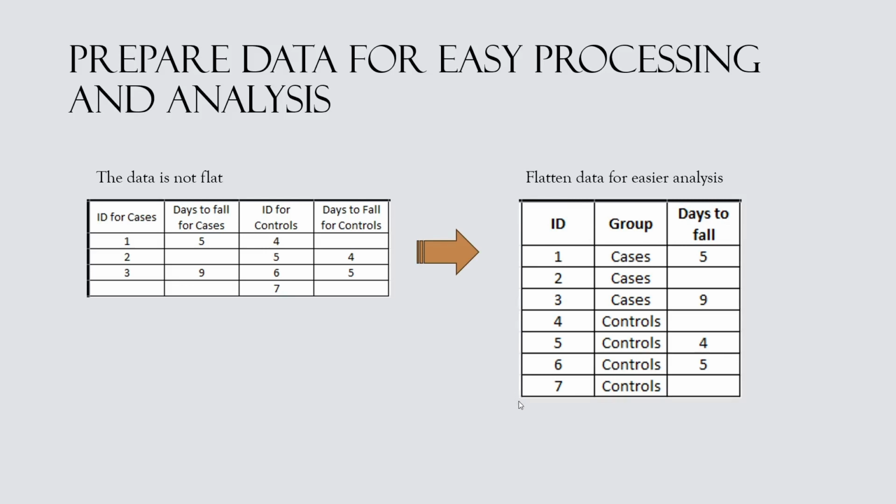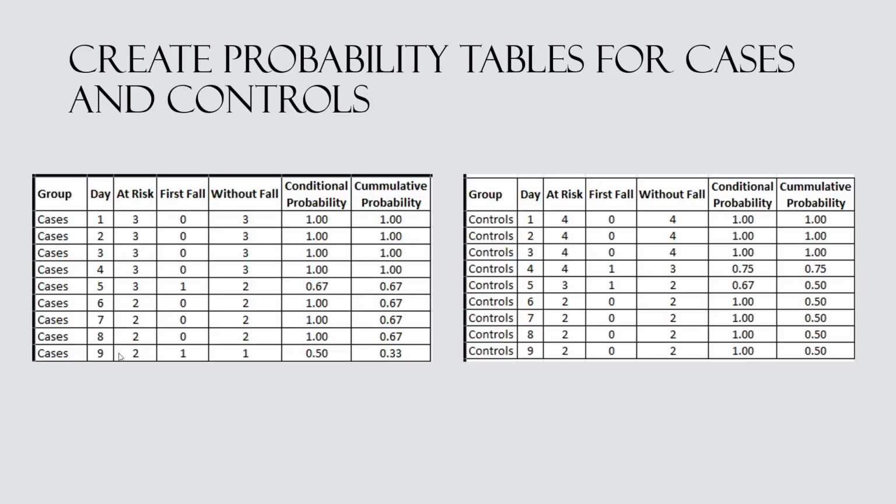The first column will indicate the patient ID. The second column will indicate the group, whether the patient belongs to the cases or the controls group. And the third column will just indicate the days to fall. Once we have converted the data set into something that we can easily analyze and process, we can proceed with creating probability tables for cases and controls as given in the instructions.